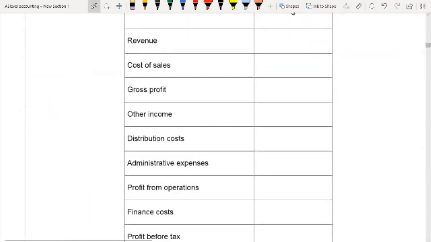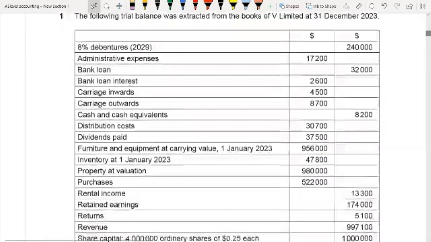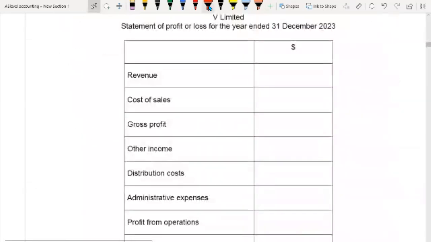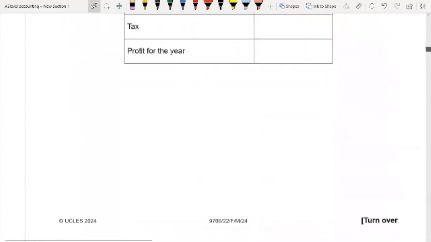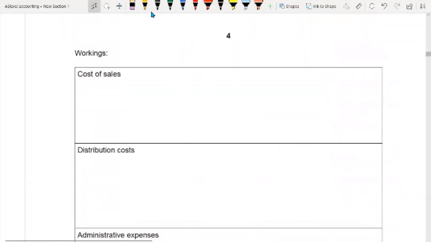First of all, we have to write the revenue. So what's the revenue here? Let's see. Revenue is 997,100. After that, we have to find the cost of sales, so let's do the rough working to find the perfect figure. As we know, in the cost of sales we have first the opening inventory.